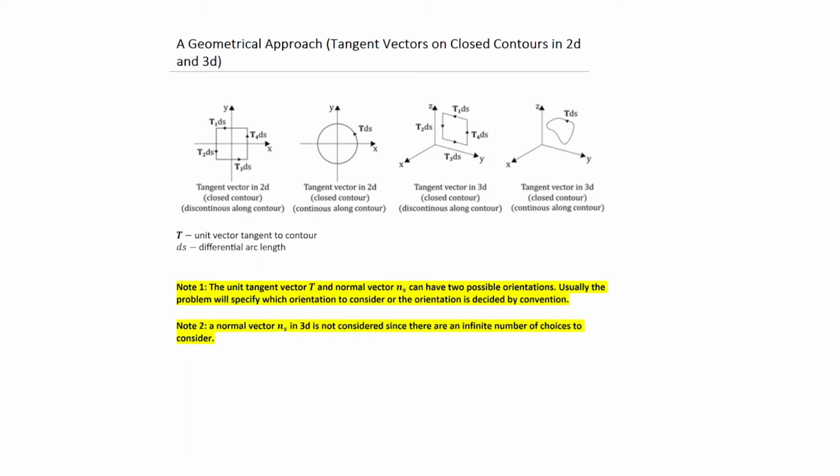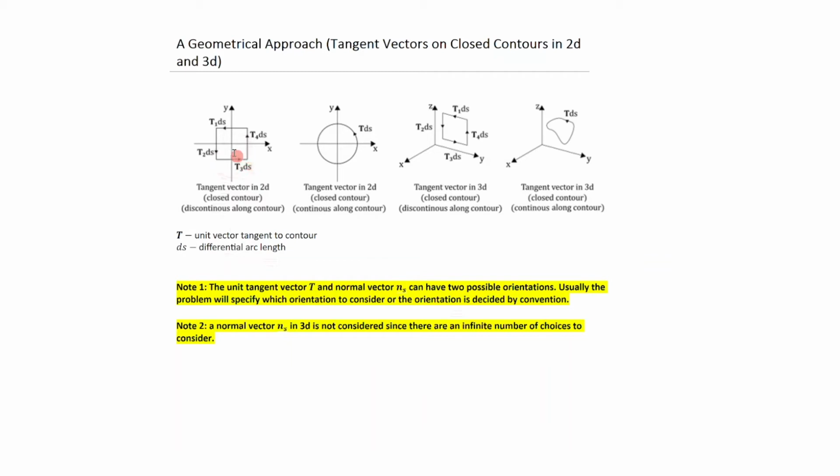Let's take, again, the geometrical approach, but in this case we'll be looking at tangent vectors on closed contours in 2D and 3D. Here we want to make a distinction between two types of contours: one which is discontinuous, and one which is continuous. If you look here, there are four discrete segments that make up this closed contour. We cannot describe this by a single tangent vector.